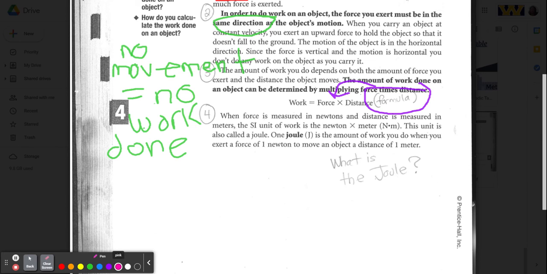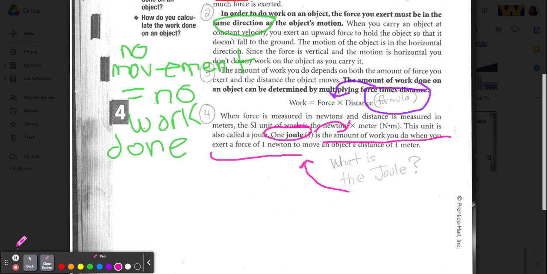Let's use a different color, pink. So 1 joule is the amount of work you do when you exert a force of 1 newton. That's what I'm looking for. So what is the joule? And that's our definition. Okay, and there we are.